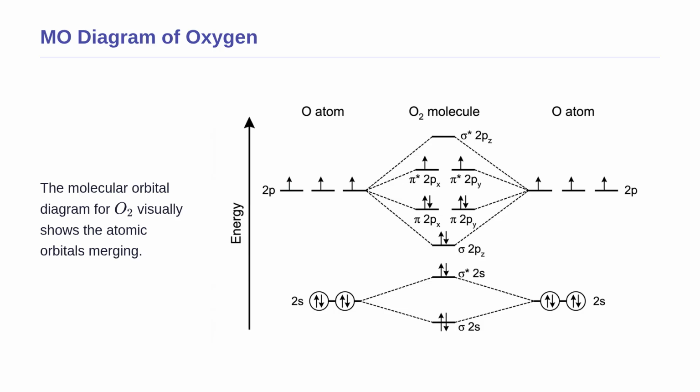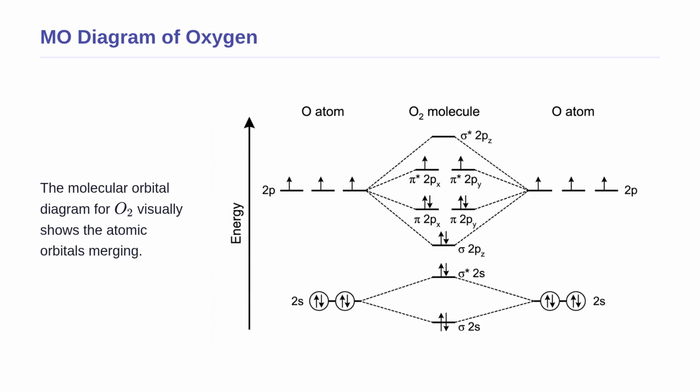Let us visualize exactly what we just calculated. Here is the molecular orbital diagram for oxygen. On the far left and right, you see the atomic orbitals of the individual oxygen atoms. In the center, connected by dashed lines, are the new molecular orbitals. Notice the vertical energy axis on the left.